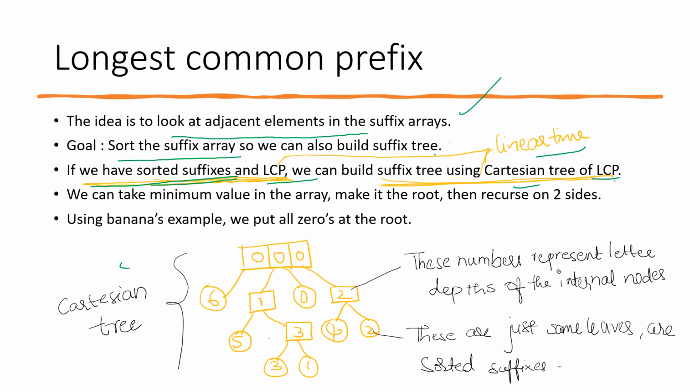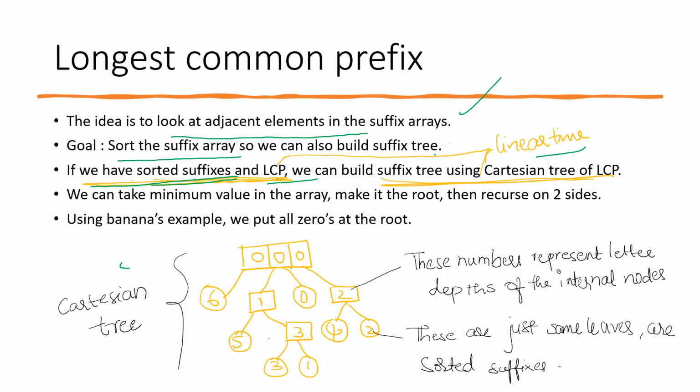So if we can do this in linear time, we can do this in linear time. To construct the Cartesian tree, we take the minimum value in the array and make it the root, and then we recurse on both sides. Here we have 3 minimum values, as shown in the previous LCP.